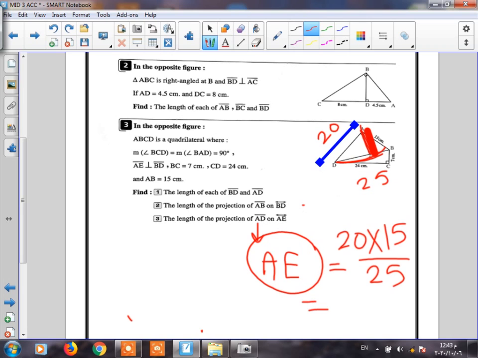Divided by 5 equals 4, divided by 5 equals 5, divided by 5, 1, divided by 5, 3. So the result of course will be 12 centimeters. If I want to check my answer, I will compute 20 power 2 plus 15 power 2. If I find that it equals 25 power 2, then I am right and the answer is right. Thank you for listening. I hope you can understand this part well.